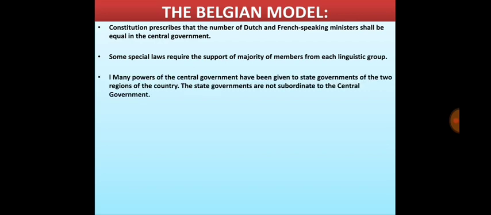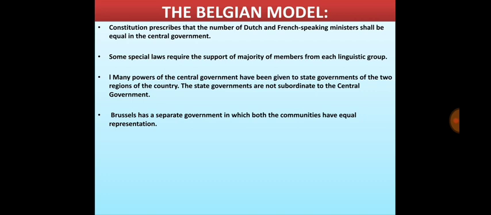And what happened next? Many powers of the central government have been given to the state governments of the two regions of the country. They started to decentralize power and gave it to the state, the provincial governments. And one thing is unique: state governments are not subordinate to the central government. They have their own powers to run their own states.